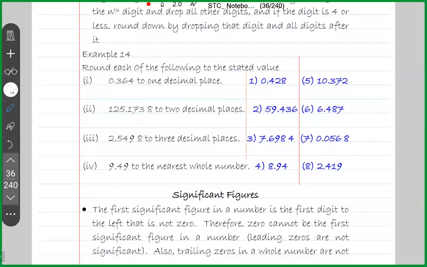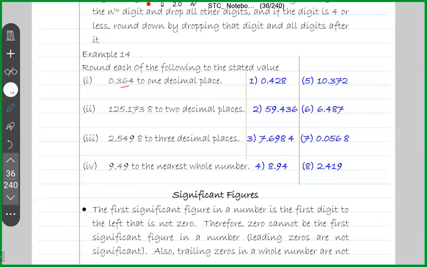All right, example 14 says, round each of the following to the stated value. So for I, we're going to round these values correct to first 1, then 2, then 3 decimal places, and to the nearest whole number. So for the first row, we're going to round each of these 3 numbers to 1 decimal place. Guys, if you're rounding a number to 1 decimal place, you must look at the digit that is the second decimal place.